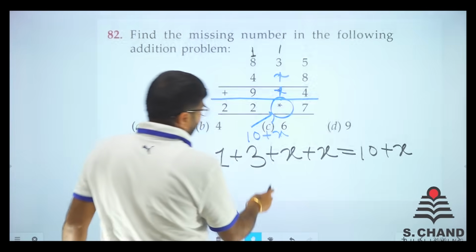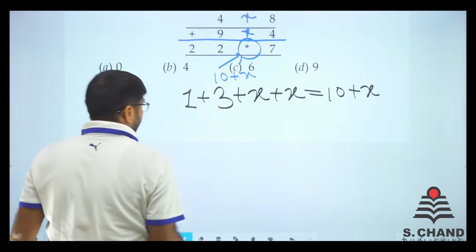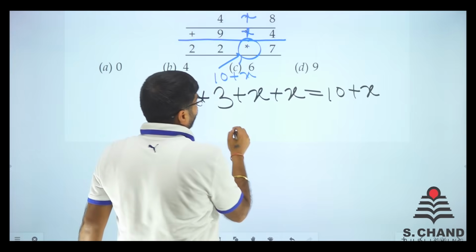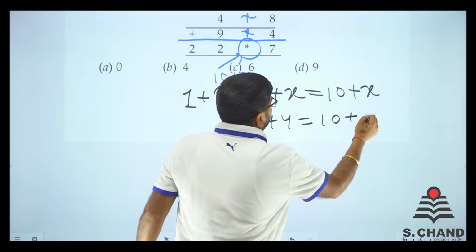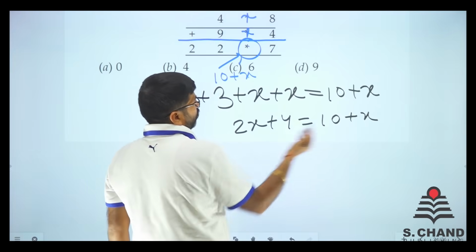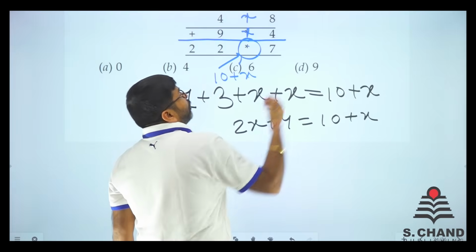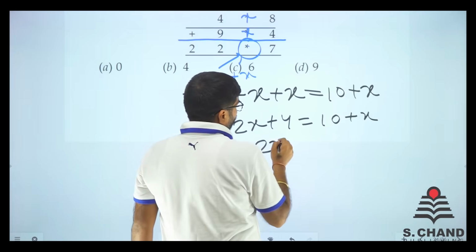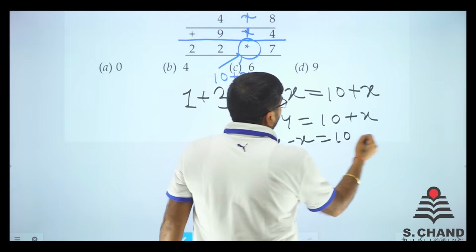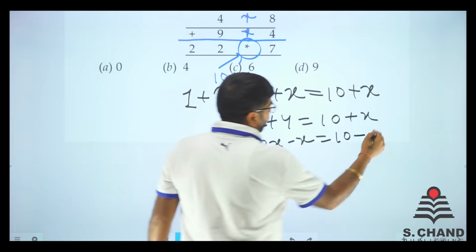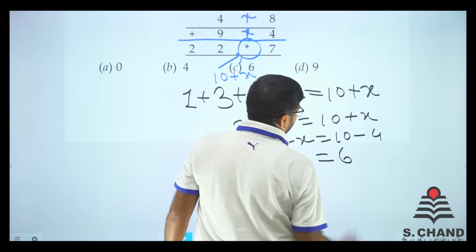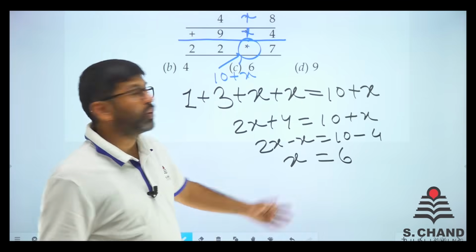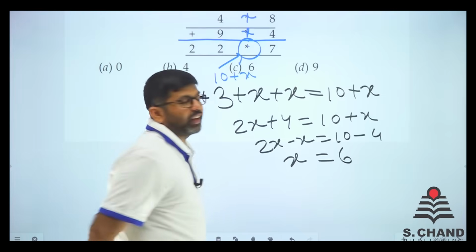Now what to do? Do just one thing. 4 and 2x. So 2x plus 4 is equal to 10 plus x. So x comes here as minus, 4 goes there as minus. So 2x minus x is equal to 10 minus 4. So 2x minus x is x, 10 minus 4 is 6. So we got x equal to 6. So just put them all and you will find the answer.